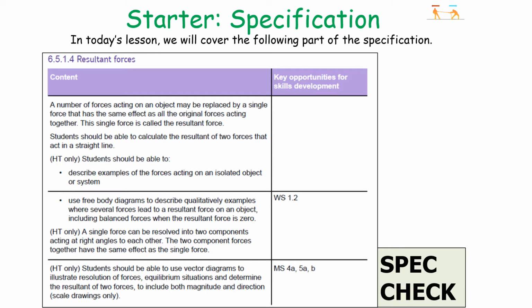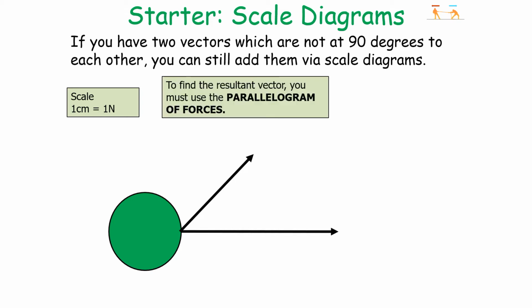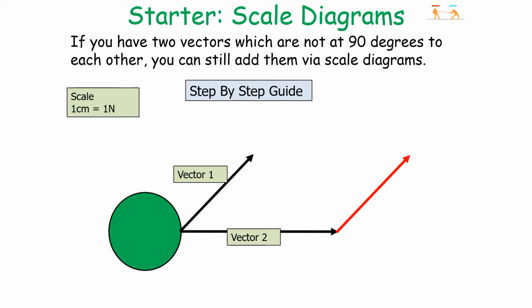So we're going to follow 6.5.4.1 resultant forces in this particular part of our lesson. If you have two vectors which are not at 90 degrees to each other, you can still add them via scale diagrams, but to find the resultant vector you've got to use something called the parallelogram of forces. So how to draw a parallelogram of forces is as follows.